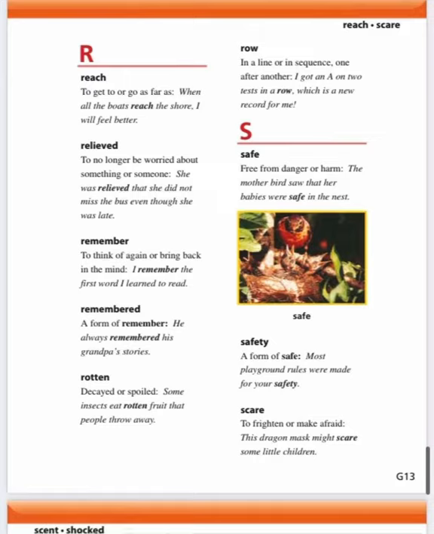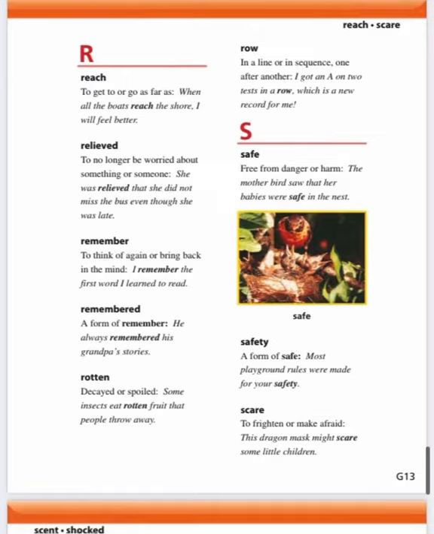Remember, to think of again or bring back in the mind. I remember the first words I learned to read. Remembered, a form of remember. He always remembered his grandpa's stories.